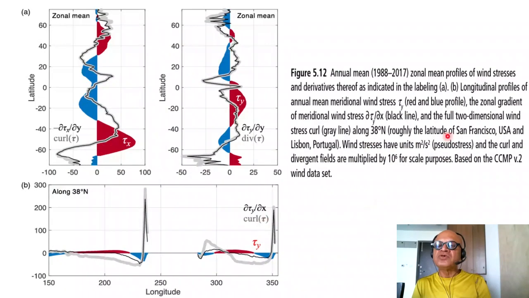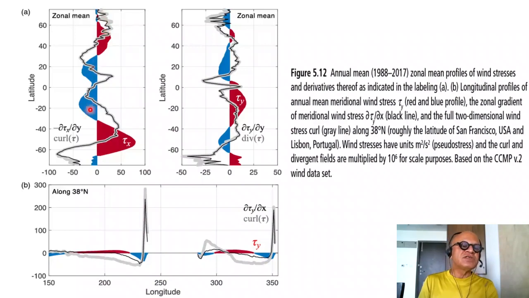So here are the annual mean zonal mean profiles of wind stress and derivatives thereof, as indicated in the labeling in A, and in B we are looking at longitudinal profiles of annual mean meridional wind stress tau y in red and blue profile, the zonal gradient of meridional wind stress, del tau y del x, and the full two-dimensional wind stress curl shown here in this picture in B. Okay, so this is just confirming the annual mean, zonal mean profiles of wind stress.